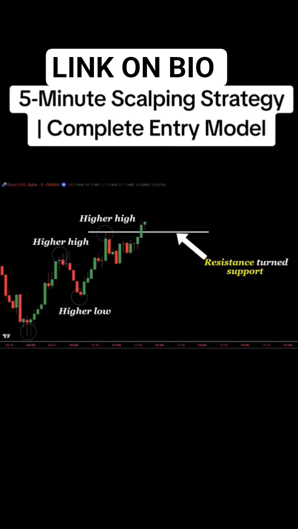A flip level is when a previous resistance level becomes support. Once this happens, that area becomes a very hot point in the market, because it often attracts attention from both buyers and sellers. So, when the market returns to that level again, there is a strong probability that price may react from it and continue moving higher in the direction of the uptrend. So now you understand the first step, which is identifying the right market condition, and the second step, which is spotting the high probability flip level.